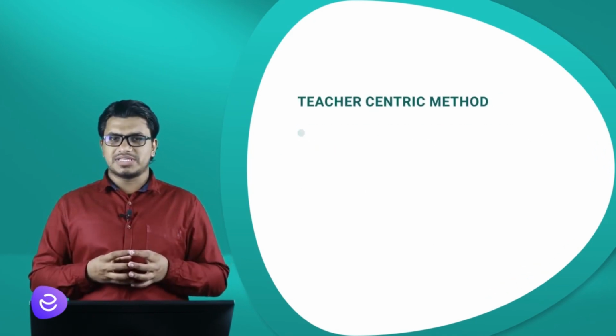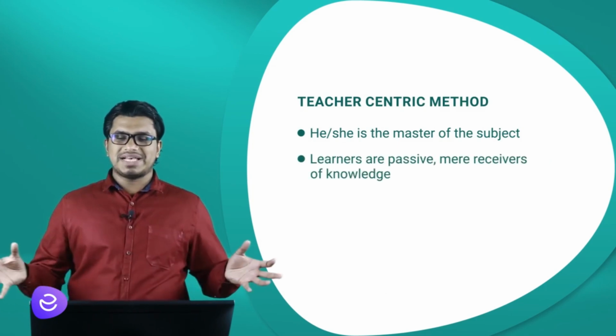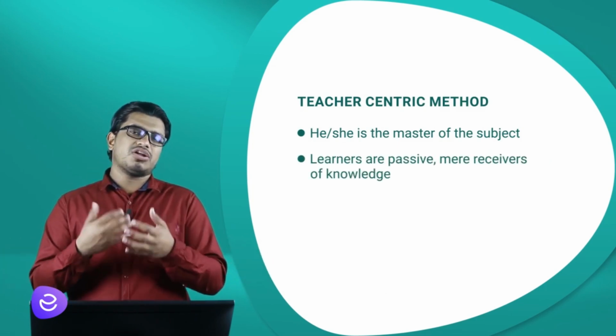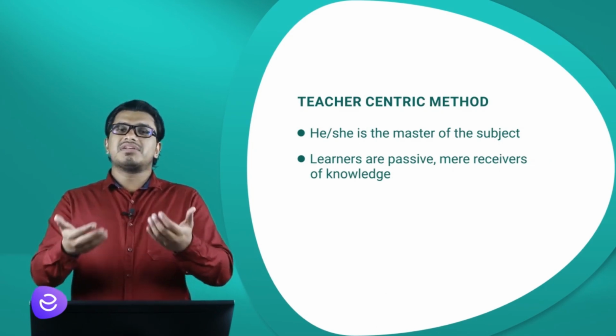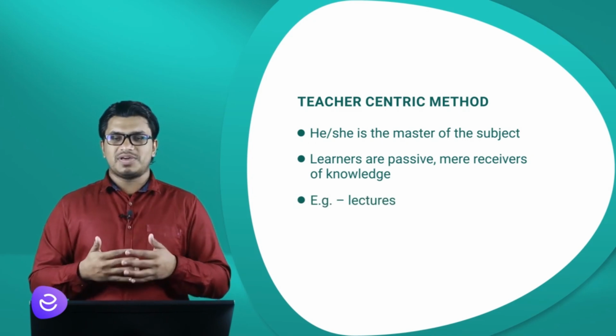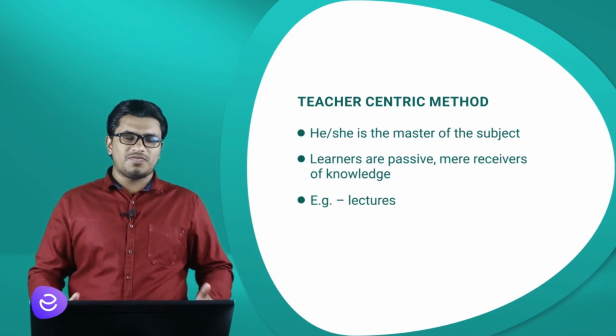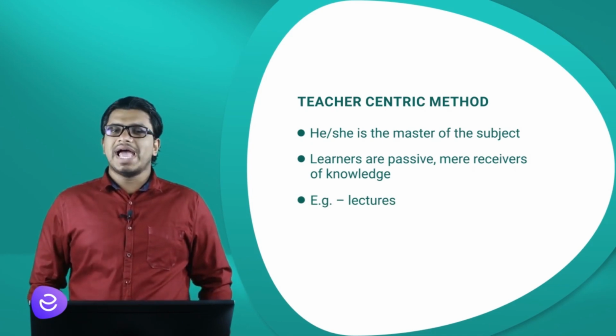The teacher centric method: the teacher, he or she is the master of the subject, the learners are passive, they are not much active, they are just mere receivers of knowledge. One example is the lecture method, whereby the teacher just keeps on lecturing, the students just keep on hearing, there is no feedback, there is only one way communication, and that is the teacher centric method. Those types of methods are not actually very well received in this age, but still in some areas lecture methods are very necessary.